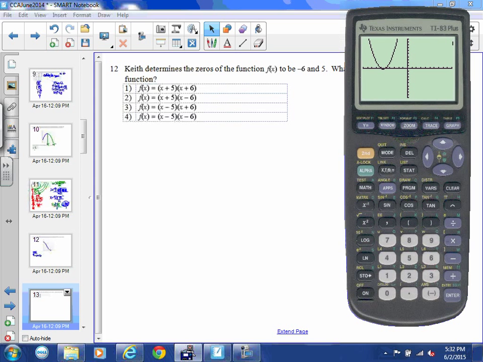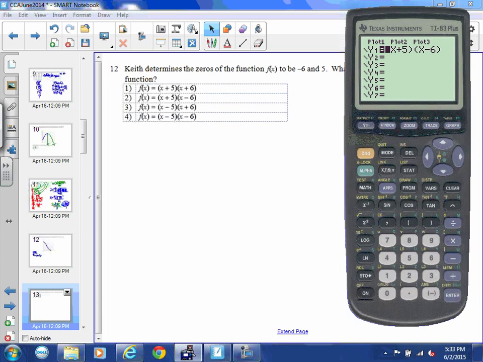and I would see if the roots are negative 6 and positive 5. Nope, definitely not negative 6 and positive 5. So we're going to go to choice 2, x plus 5, x minus 6. Does that hit at negative 6 and positive 5? That's negative 1, 2, 3, 4. That's negative 5 and positive 6. So, nope. Try the next one.